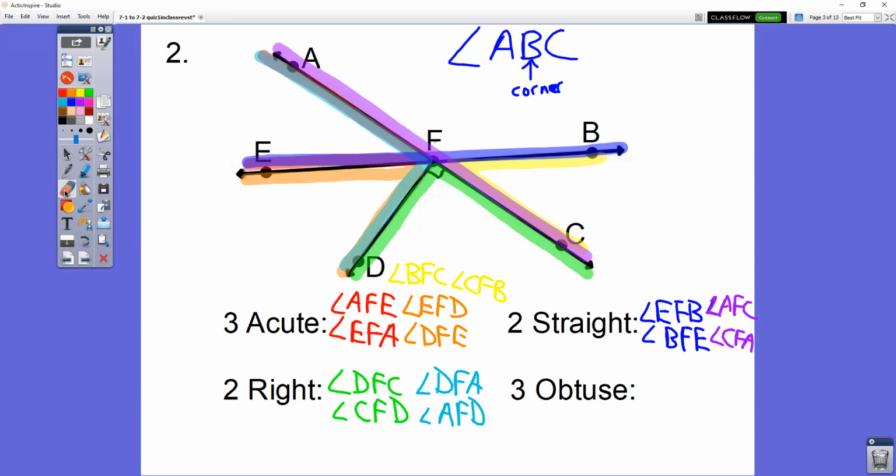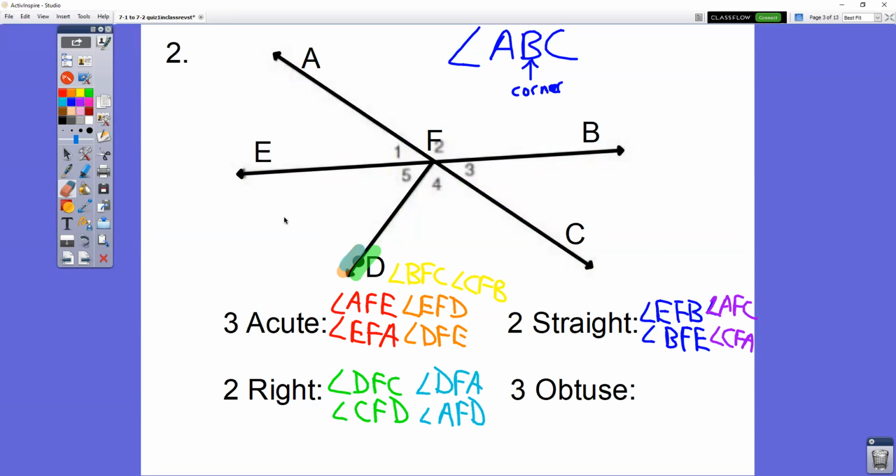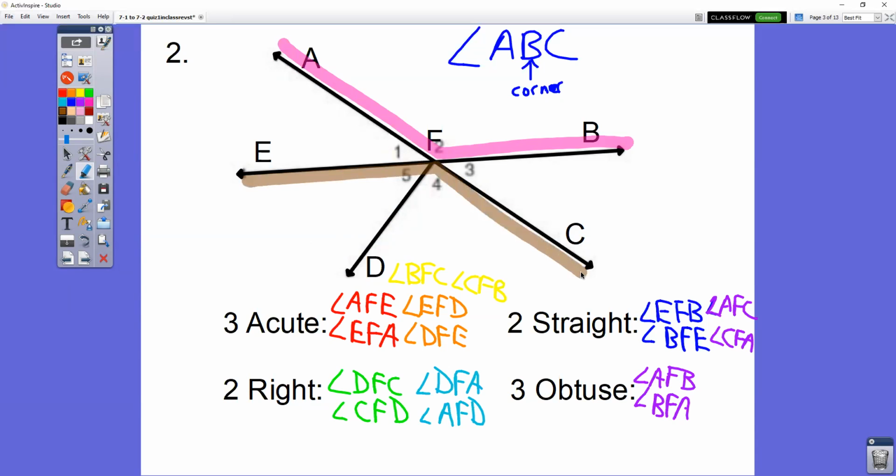So I'm just going to erase these right now for a second to make it a little bit easier to see the obtuse angles. The obtuse angles are the big fat angles. All right, so we're looking at AFB, or BFA. For the next obtuse angle, I'm looking at EFC, or CFE.